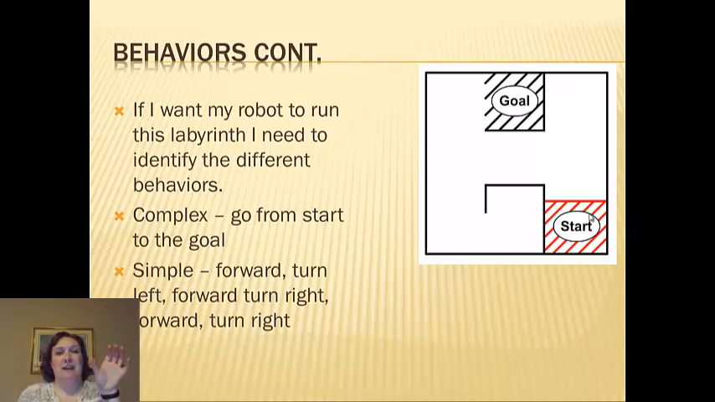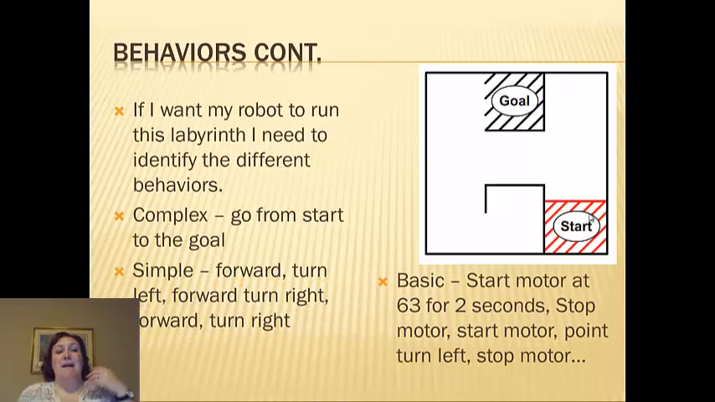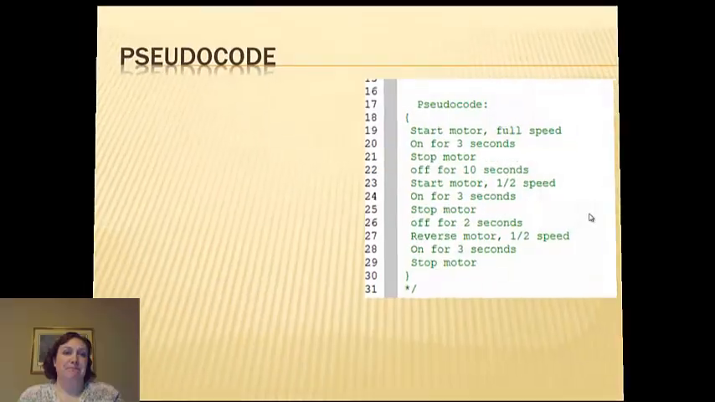So complex behaviors really are like task descriptions. Pseudocode is really simple behaviors. Basic: start motor at 63, 2 seconds, stop motor, start motor, point turn left, stop motor. Those are what's actually code. And well, they're not code yet, but you're going to turn them into code. Those are the step-by-step of how you're actually going to get your robot to solve that maze or run that labyrinth.